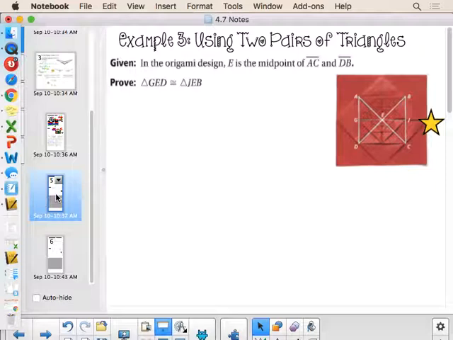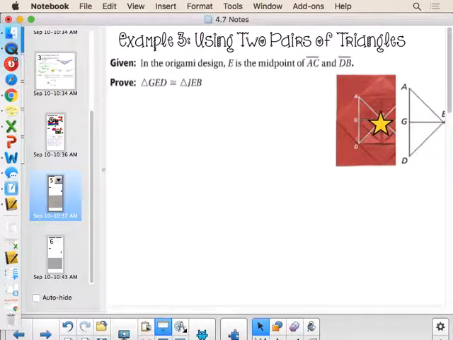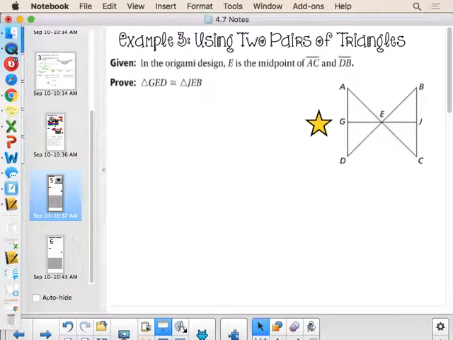I see 6 different triangles, which means potentially 3 different sets of congruent triangles. So then the job is, all right, which ones are going to be most helpful? Okay. So I'm going to zoom in on a white image. That way it's not all red and easier to see.